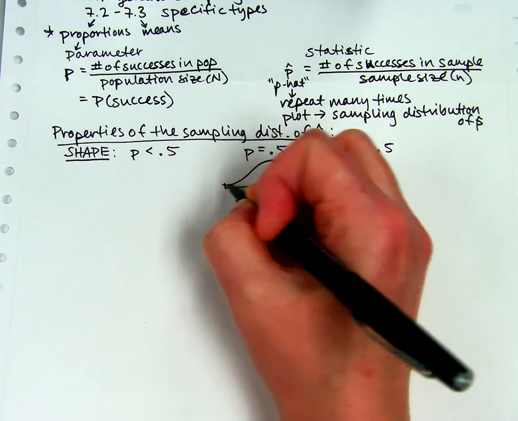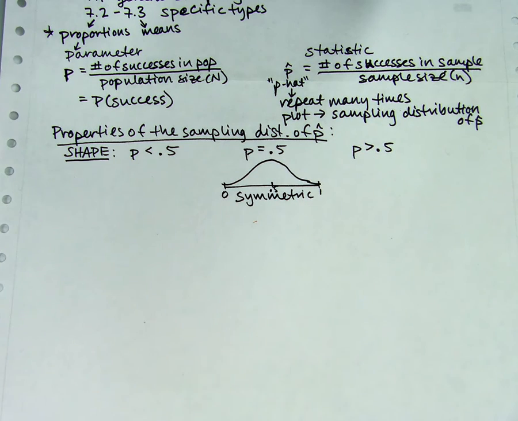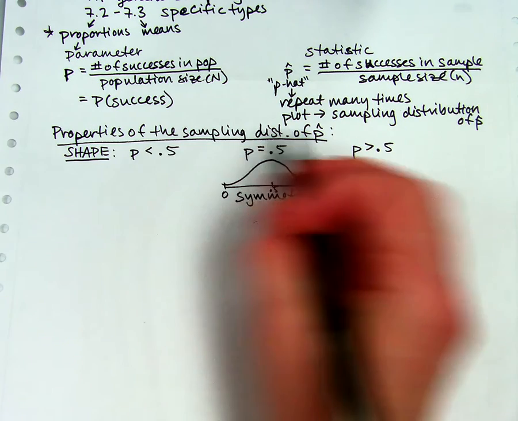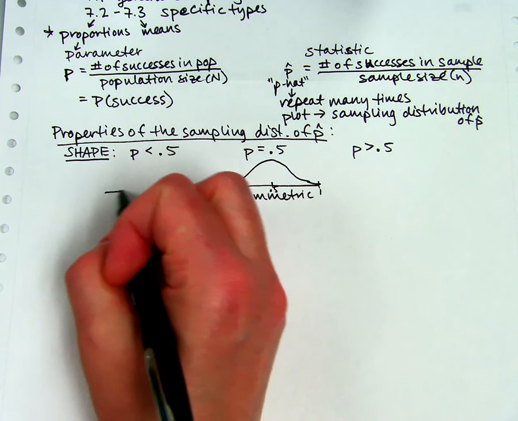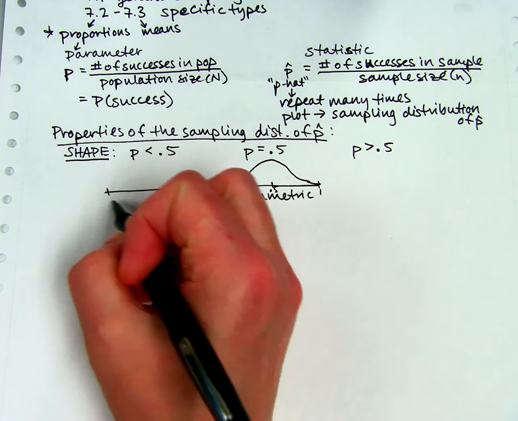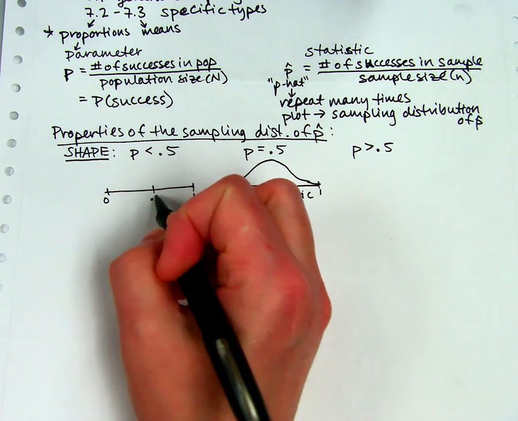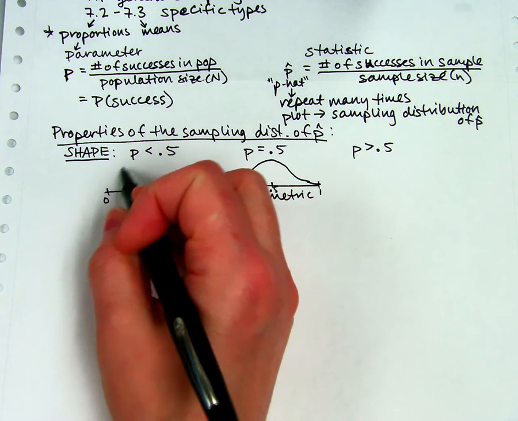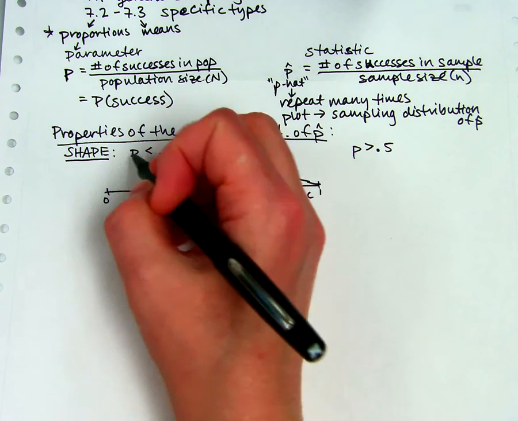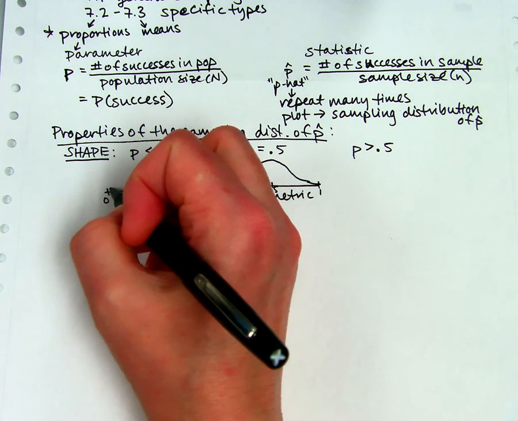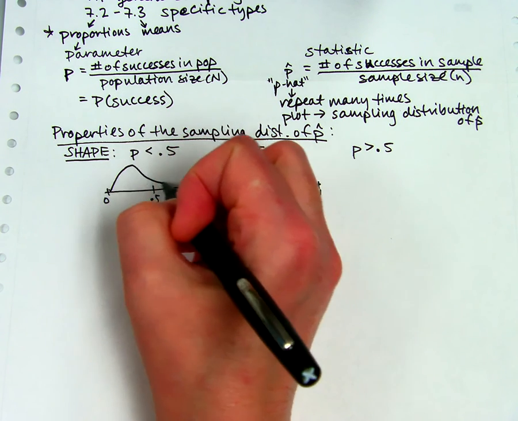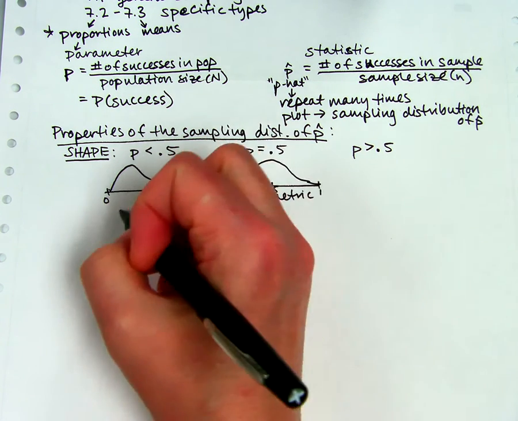Remember, proportions have to go from 0 to 1, so whatever's beyond that is impossible. Less than 0.5, greater than 0.5, so just picture what this number line looks like. If p, the true parameter, is less than 0.5, that means most of the p hats are going to be in this region less than 0.5, and maybe a few over here, but most of it's going to be on this end, and that would be skewed right.